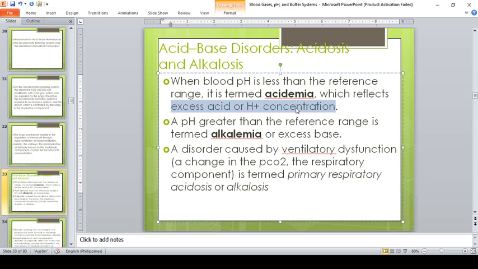A pH greater than the reference range is termed alkalemia, or excess base. So when we refer to excess base, that is alkalemia.